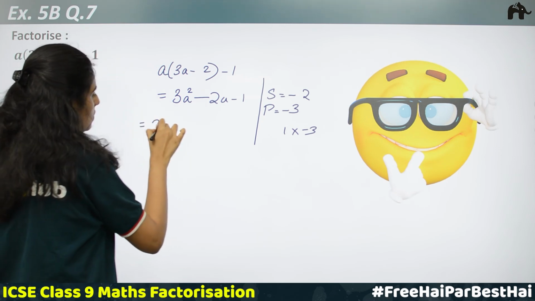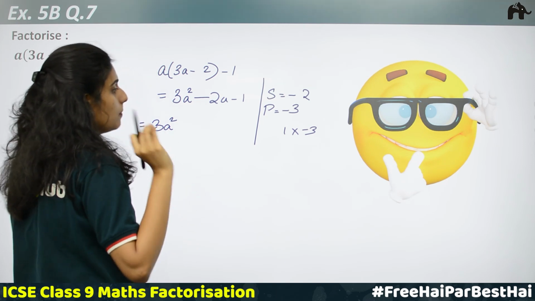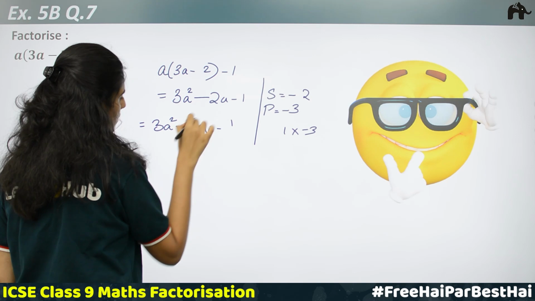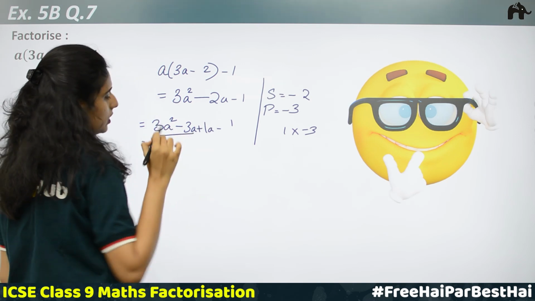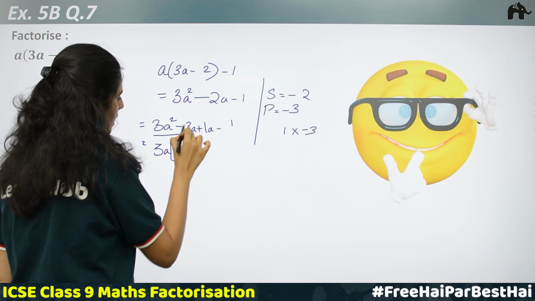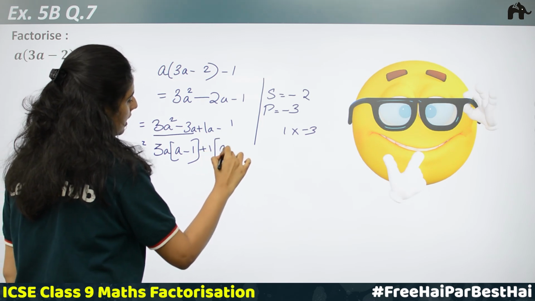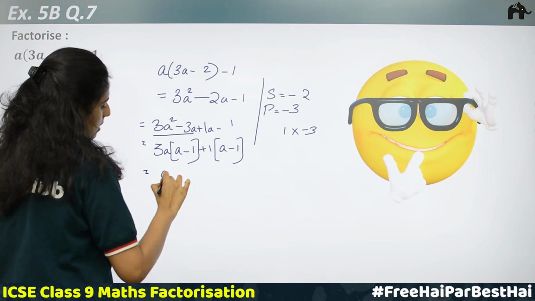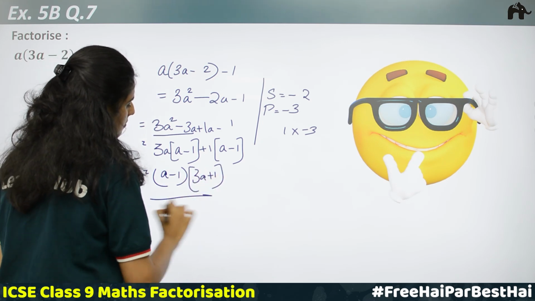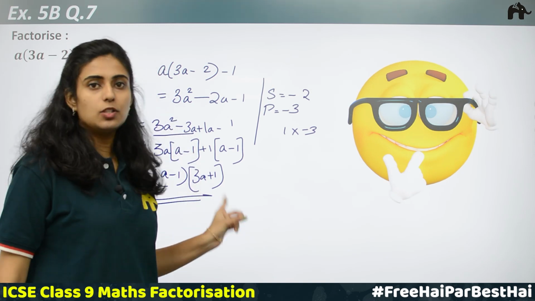So this is equal to 3a square, splitting the middle term, minus 2a becomes minus 3a plus 1a, minus 3a plus 1a minus 1. This is equal to, from this part what can be taken out? 3a can be taken out, remaining we have a minus 1. Okay. Here common factor is only 1, then a minus 1. So a minus 1 is common, taking out, remaining 3a plus 1. A minus 1 into 3a plus 1. Okay, so these are the two factors.